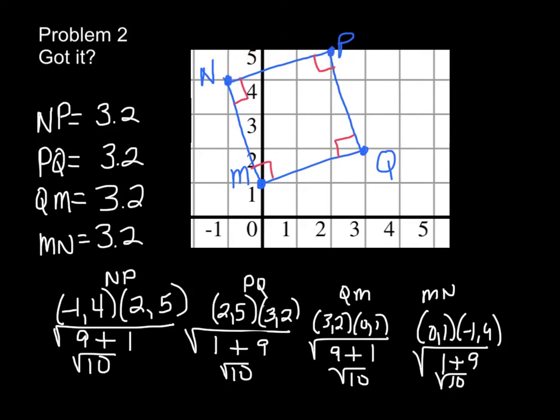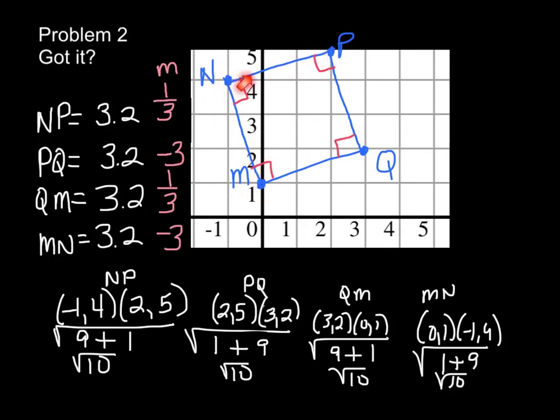Up 1 over 3, so that means segment NP has a slope of 1/3. P to Q means down 3 over 1. Down 3 over 1 means PQ has a slope of -3. QM goes up 1 over 3, so segment MQ has a slope of 1/3. And we also know that MN has a slope of -3. Now, the two segments that make the vertex have to be 90 degrees. So these two have to form 90 degrees. These two have to form 90 degrees.